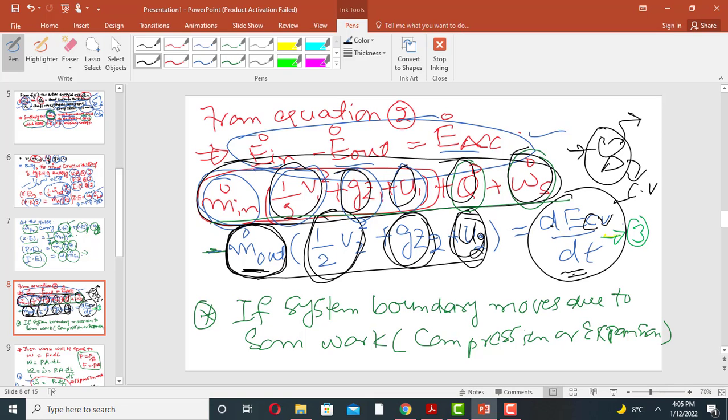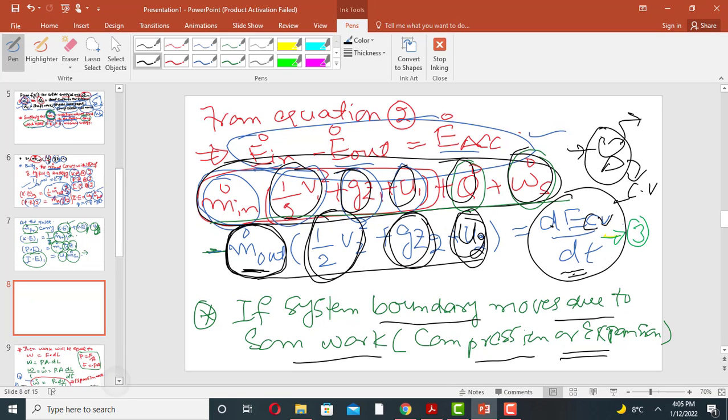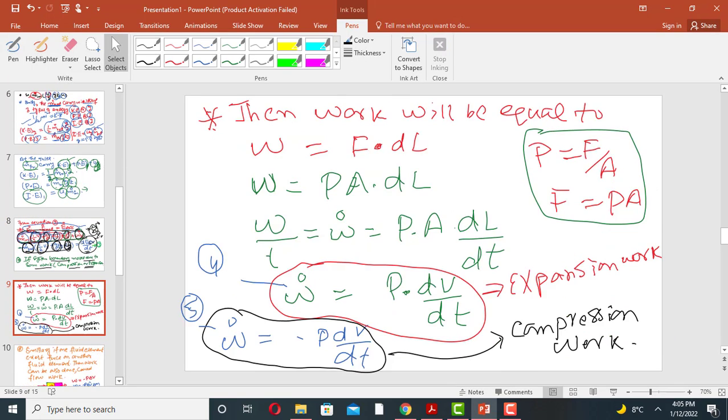If the system boundary moves due to some work, for example if we compress the system or expand the system, then the boundary of the system can be moved. In this case, if the boundary of the system is movable, or if we do some work on the boundary and the boundary is flexible and can move with forces, then what will be the work of expansion and compression? So we will derive the expression for compression and expansion work.